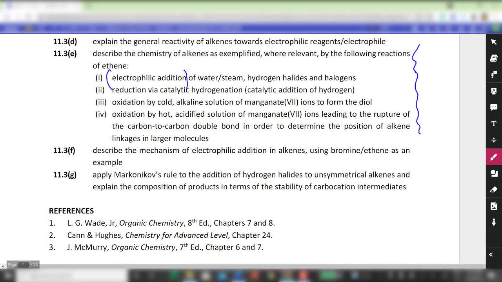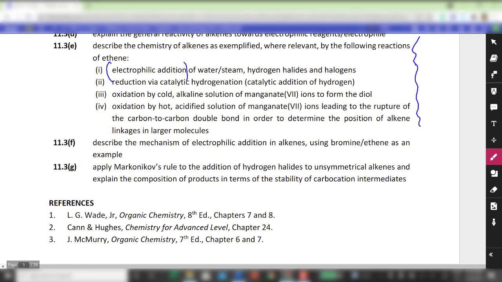11.3g is actually on Markovnikov's rule. Markovnikov was a Russian chemist who worked really hard in the past to come up with some rules for electrophilic addition and how, when HX is added across asymmetrical alkenes, it gives rise to different products. So when he came out with the rules back then, he wasn't aware of the stability of carbocations. So the rules which he formulated did not actually go into details regarding reactivities.